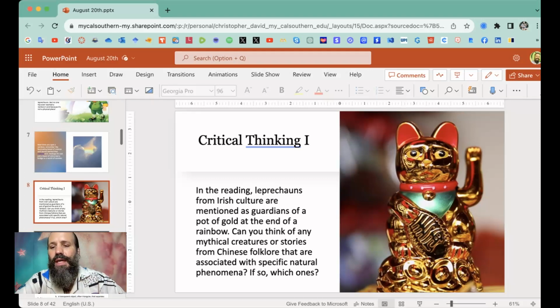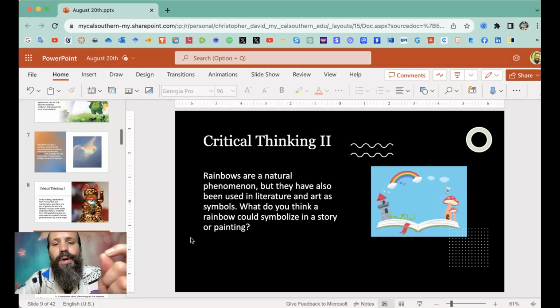And critical thinking question number 2 is, rainbows are a natural phenomenon, but they have also been used in literature and art as symbols. What do you think a rainbow could symbolize in a story or painting?